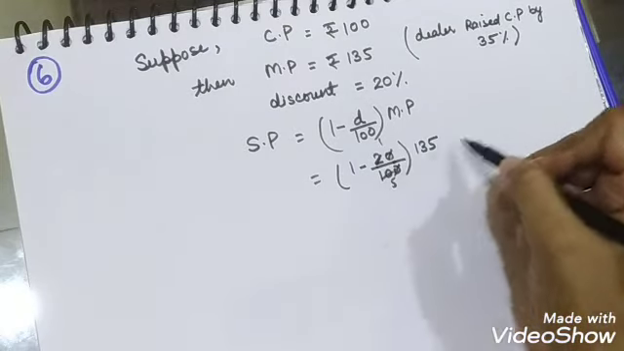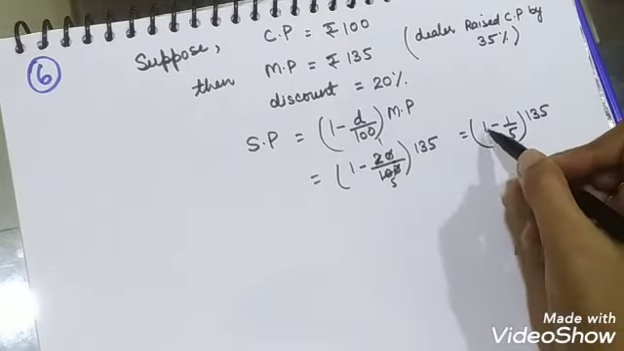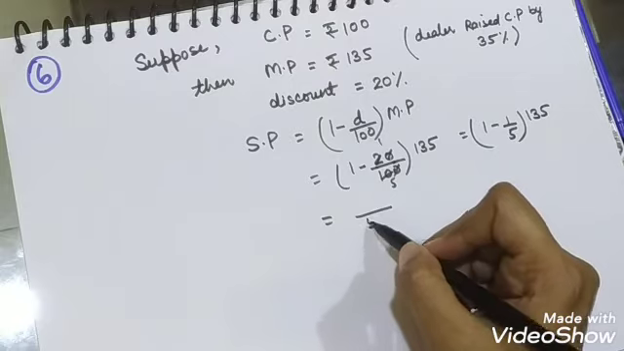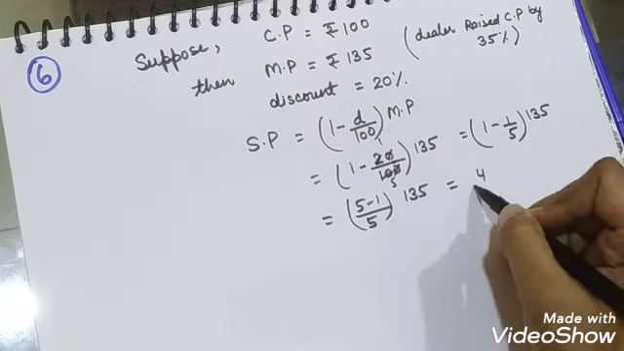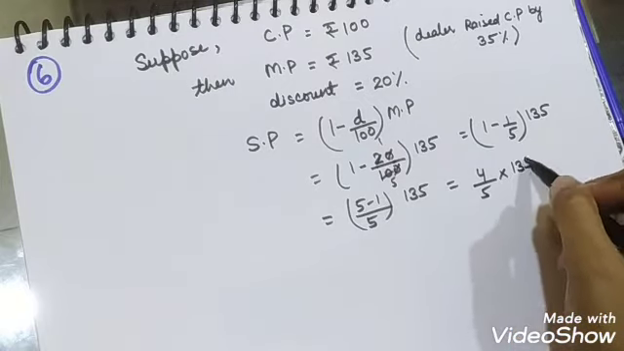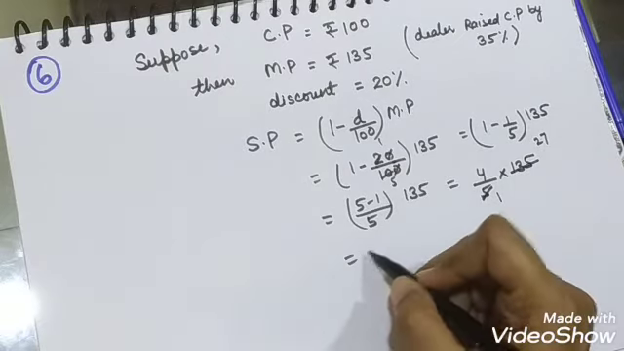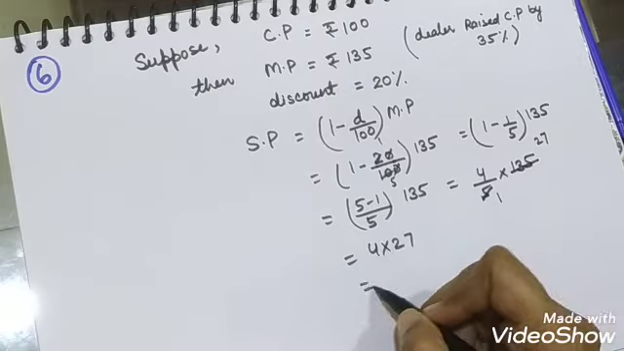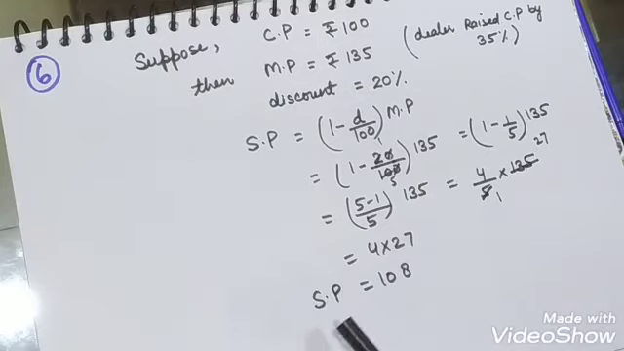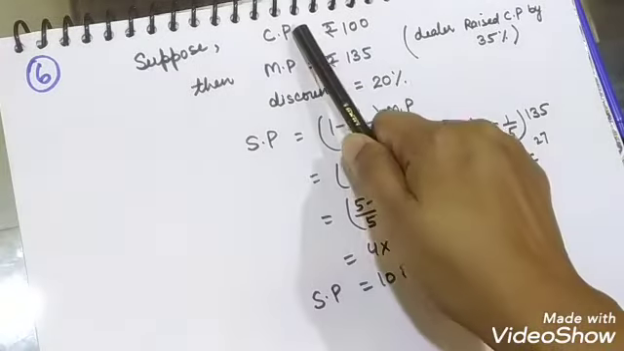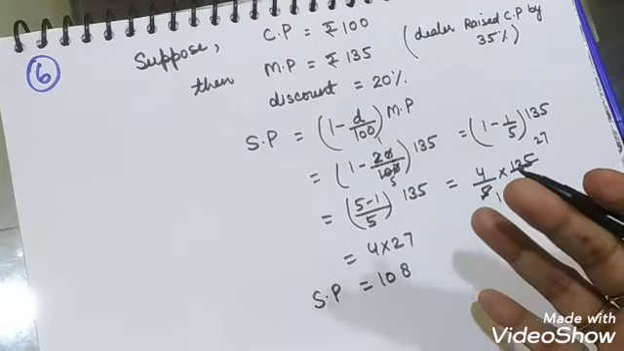So 2 ones are 2, 2 fives are 10, so it comes out to be 1 minus 1 upon 5 into 135. This will be solved by taking LCM of 5, and then 5 minus 1 into 135, which gives you 4 upon 5 into 135. Again it cancels with 5 ones are, 5 twos are, and 5 sevens are, and when you multiply 4 and 27 you will get 108.